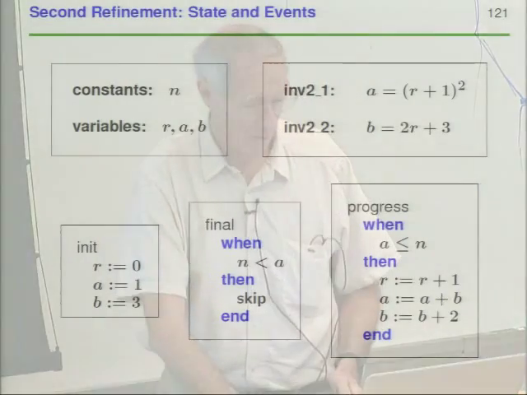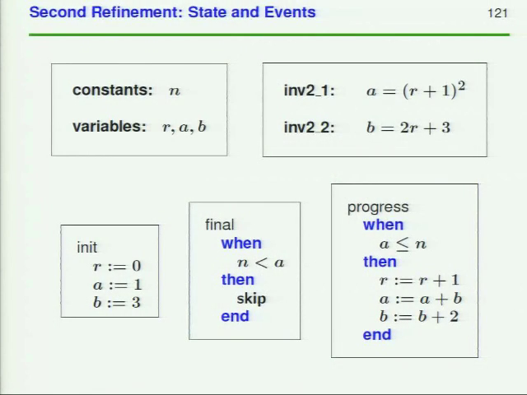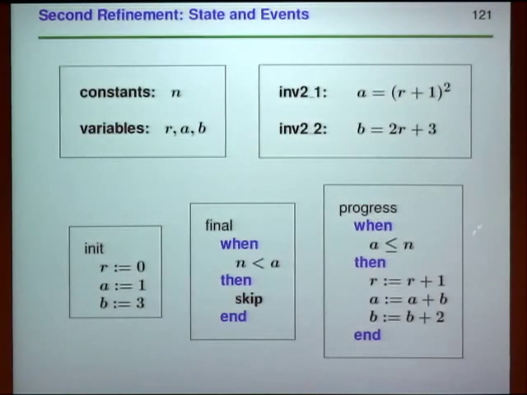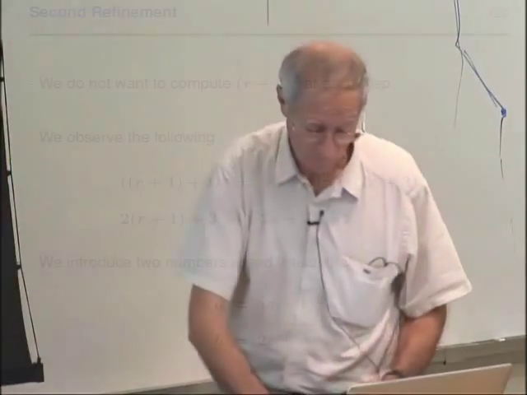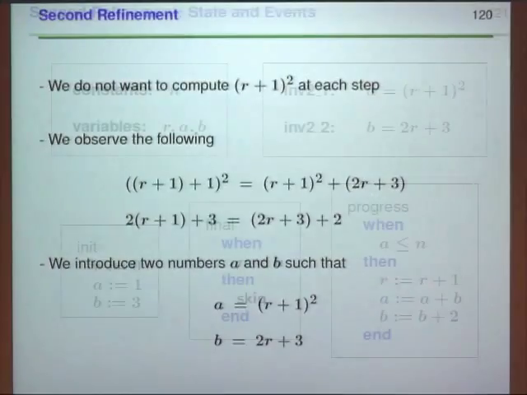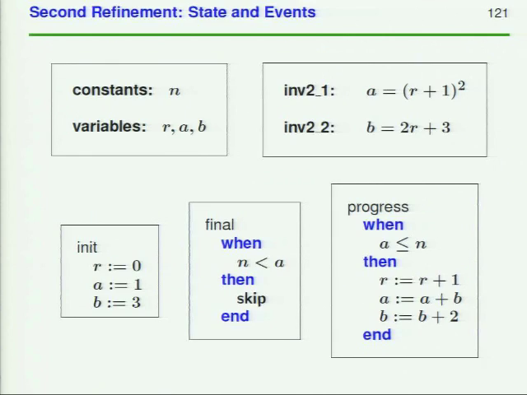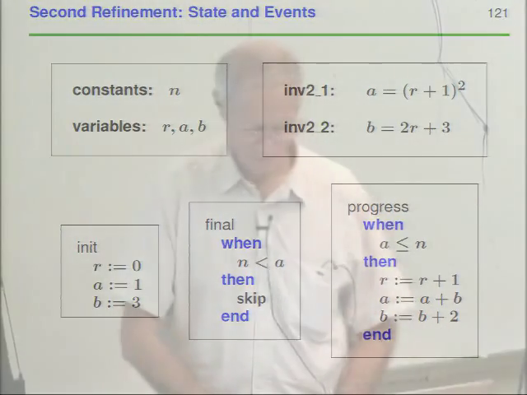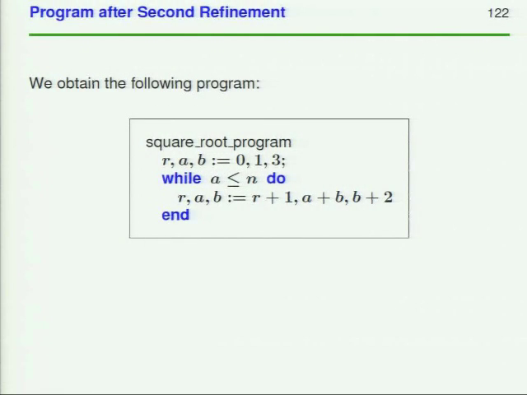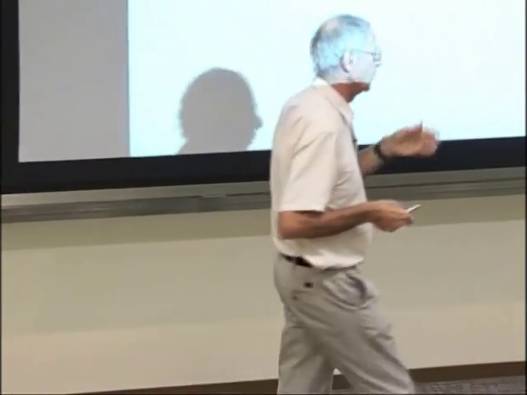And now the nice thing is that we have these two, and we could have this in the progress. A becomes A plus B, and B becomes B plus 2. Okay? So here we have no computation of the square. And so this gives us the following program. Very simple. So you see, again and again, we start from little mathematical properties about R plus 1 and about 2R plus 3, and then we do this.